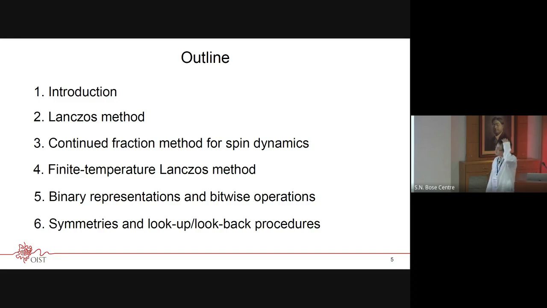And in the second talk, I will talk about the binary representation and the bit operations. These are the very fundamental and essential techniques to make a parallel code for the basic spin system. I will also talk about the symmetries and the block diagonalization techniques to reduce the computational cost. And I will explain the details of the simplest block diagonalization technique using the magnetization conservation.